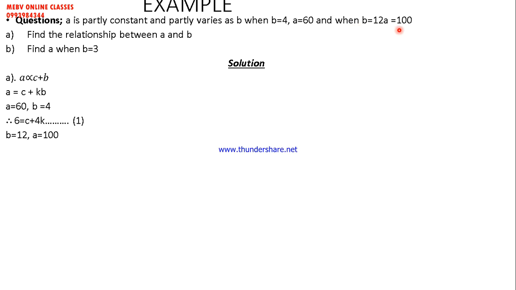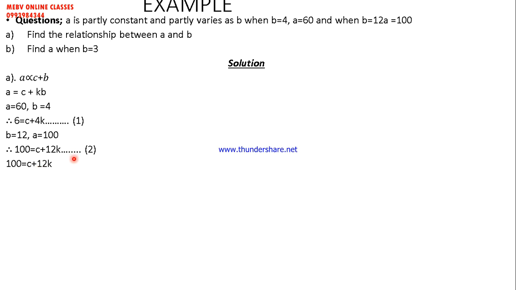Now we are given the second part here: B equal to 12, A equal to 100. Then we have the second equation: 100 for A equal to C plus 12K. This is equation number 2. Before we find the value of A, the first thing we are going to find is the two constants. What are their values?